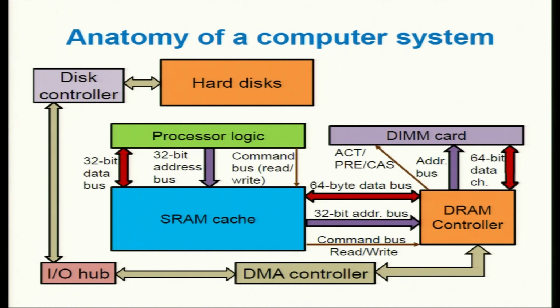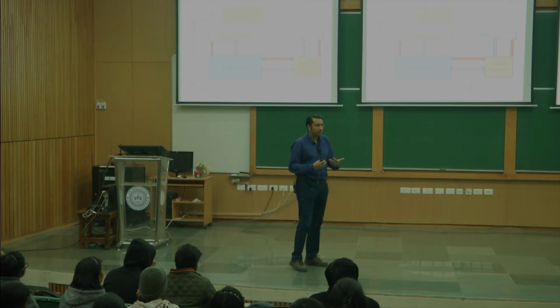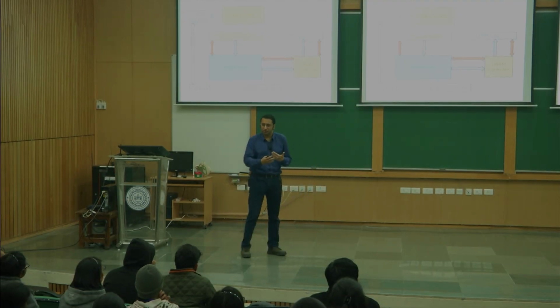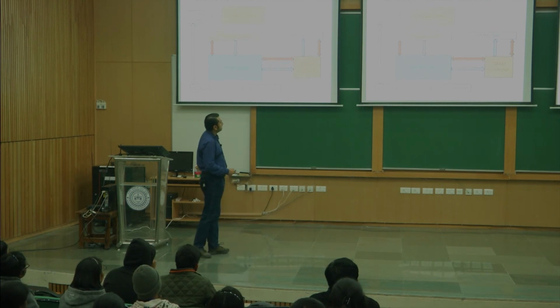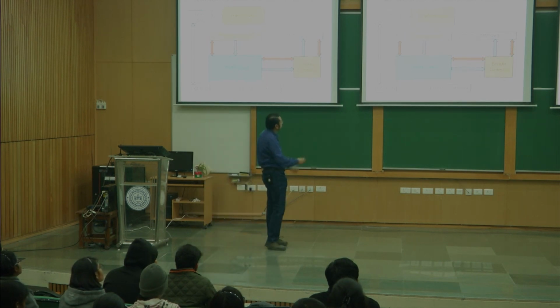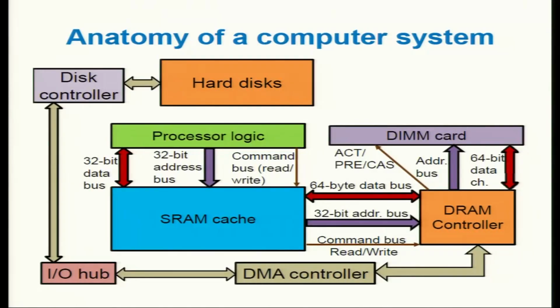And why is there a standard? Because these DIMM cards are designed by a certain set of industry, whereas the DRAM controllers are designed by processor manufacturers. So if these channel widths are arbitrary, then there will be a big problem interfacing these two things. That's why this interface has been standardized. You can do arbitrary things here. So this is what the big picture looks like, and we'll look at some of these elements slowly as we go on.